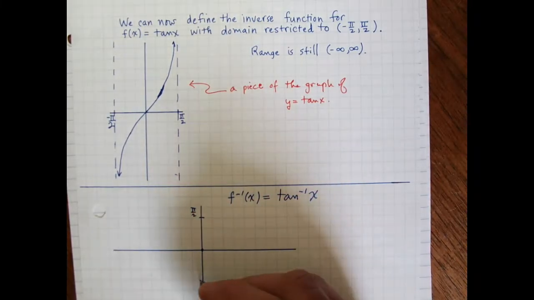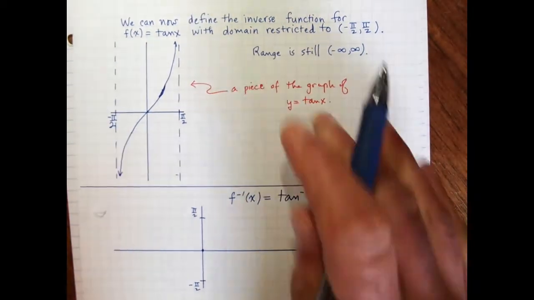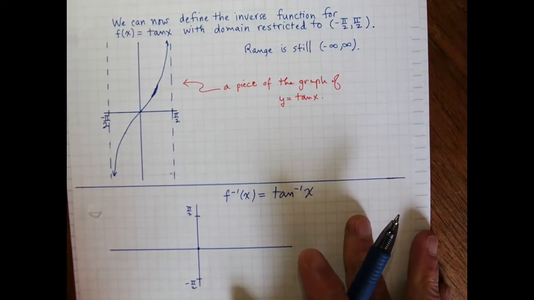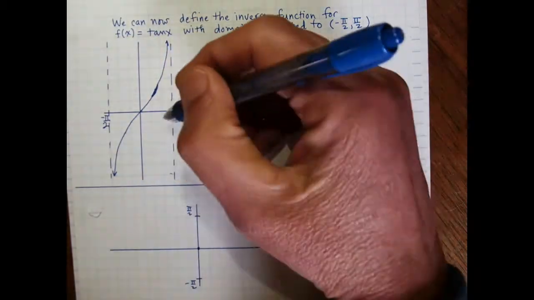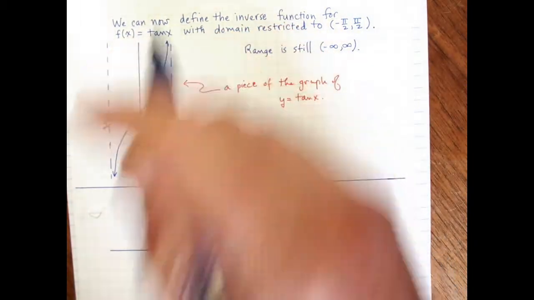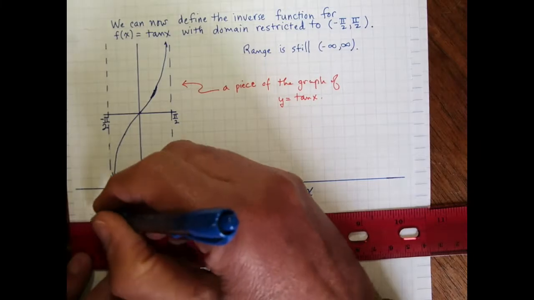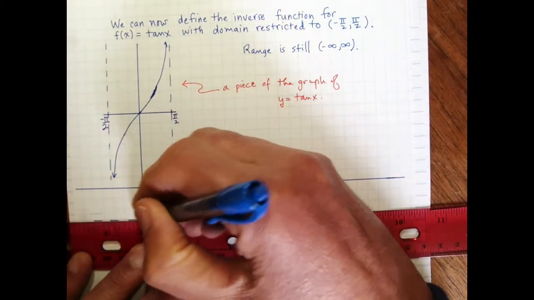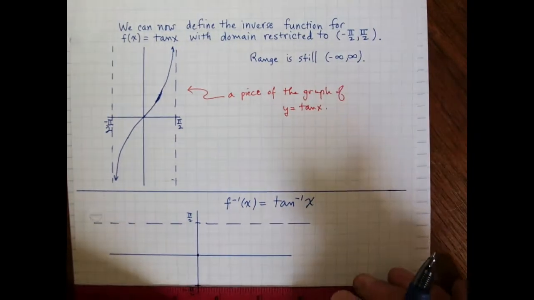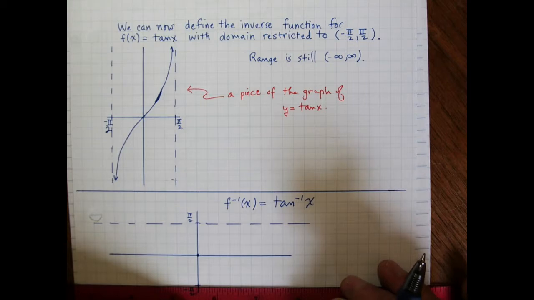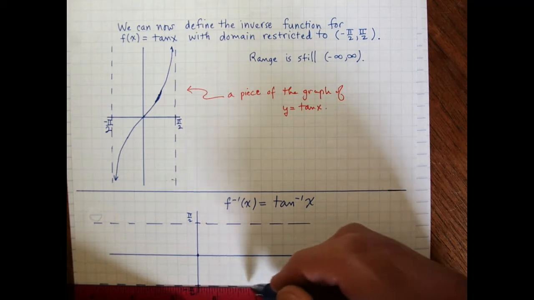I'm going to label pi over 2, negative pi over 2. Now these asymptotes transfer over to the inverse function. And because we're interchanging x and y, because we're interchanging the axes, can you see that the vertical asymptotes are going to become horizontal asymptotes on the graph of the inverse? So we actually have these two horizontal asymptotes. And there aren't too many examples in math that you see the functions with two horizontal asymptotes.